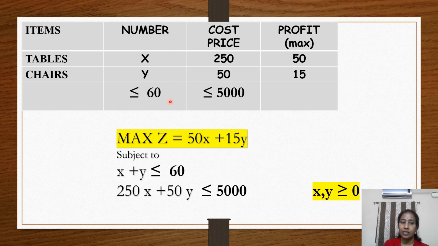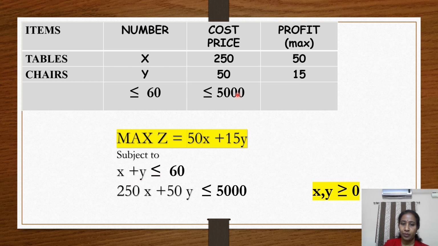The first constraint is X plus Y less than or equal to 60. It comes in the line. It is very easy when you write the tabular column. So X plus Y is less than or equal to 60. That is, total number of tables plus total number of chairs should not exceed 60. So X plus Y is less than or equal to 60.